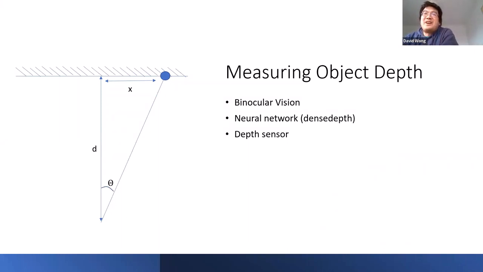trying to measure tremor size. And for this, we really need to measure object depth, so distance to an object. And we're looking at three approaches at the moment. One is using binocular vision, so moving a camera and trying to work out the depth and therefore the size of an object.